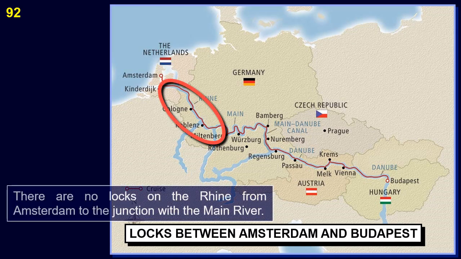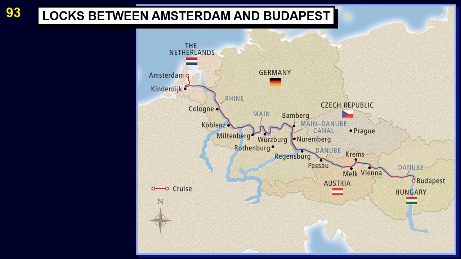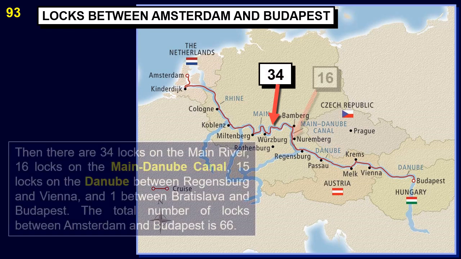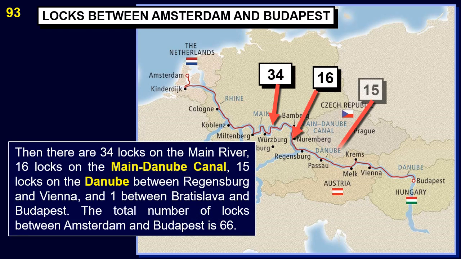There are no locks on the Rhine from Amsterdam to the junction with the Main River. Then there are 34 locks on the Main River, 16 locks on the Main-Danube Canal, 15 locks on the Danube between Regensburg and Vienna, and one between Bratislava and Budapest. The total number of locks between Amsterdam and Budapest is 66.